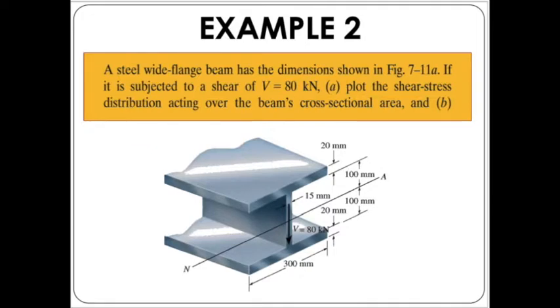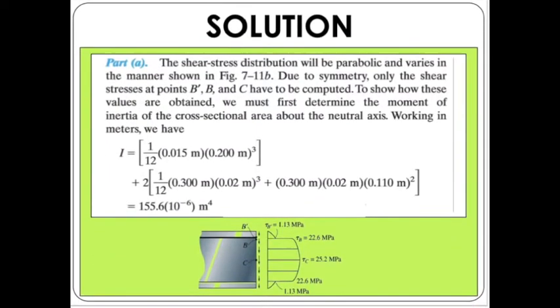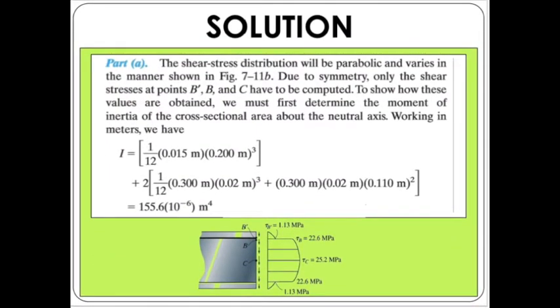The V value for our case here is V equals 80 kilonewton. That is the value we are going to use in the calculation directly, without having to draw or calculate the shear force value. Next we move on to the solution. The shear stress distribution will be parabolic and varies in the manner shown in the figure.